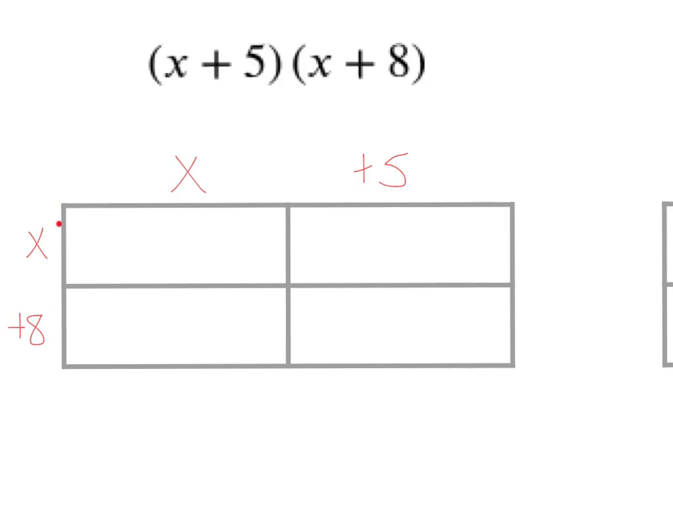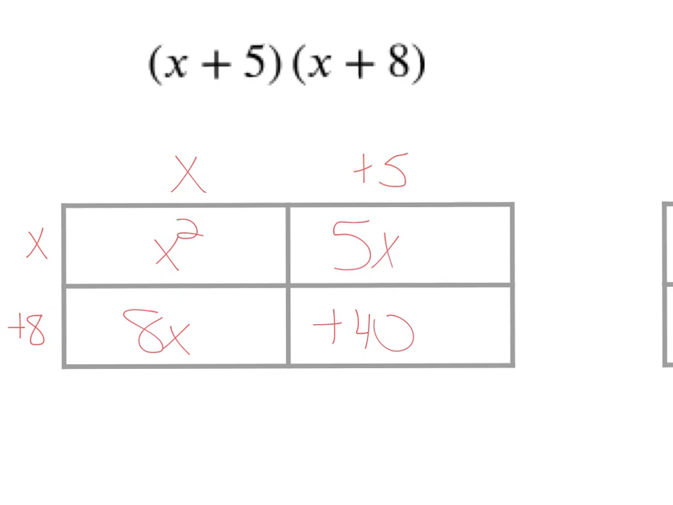Okay, so this is x and this is x. X times x is x squared. Then when I look at this one right here, I have the 5, and this side is the x, so x times 5 is 5x. The bottom one, I look at this one, I have 8 times x, so that is 8x. And then this last one over here, I have the 8 times 5, which is a positive 40.